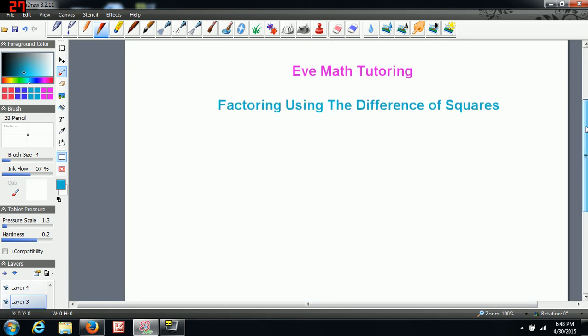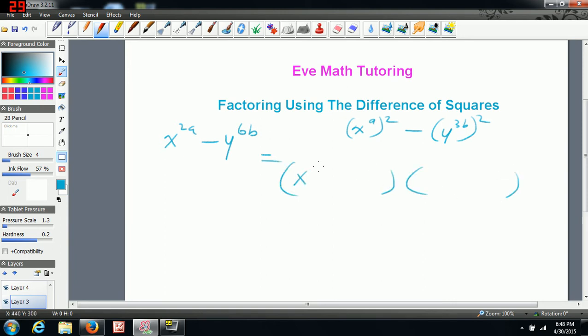So say we were given something like this. If we had x to the 2a minus y to the 6b, we could write that as (x to the a) squared minus (y to the 3b) squared. So if I wrote that out, I would have x to the a plus y to the 3b, and then x to the a minus y to the 3b. Like that. Okay? And if you actually multiplied this out, you would get back to this answer over here.